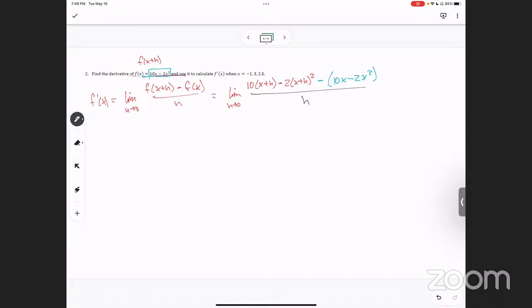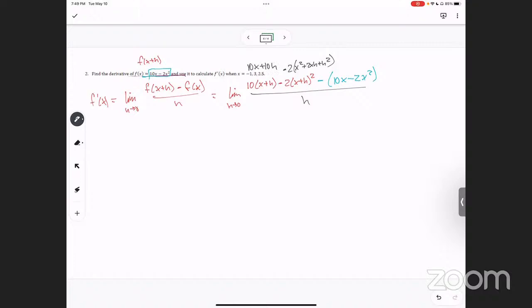Well, now let's simplify this up here. This becomes x squared plus 2xh plus h squared, right? Times -2. Don't forget to FOIL it out. Am I okay just to do it like that? I don't have to prove that to you. You good? And then this right here becomes 10x plus 10h.